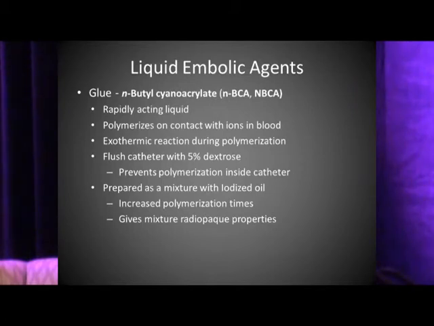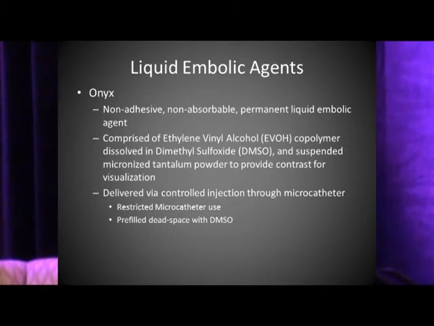Onyx is a non-adhesive, non-absorbable, permanent liquid embolic agent. It's comprised of ethylene vinyl alcohol mixed with DMSO. The micronized tantalum powder is what gives it its radio-opaque ability to see it under fluoroscopy. It's usually delivered by controlled injection through a microcatheter. There are certain microcatheters that it is designated to be used with. And again, we pre-fill the dead space with DMSO right before we inject it.